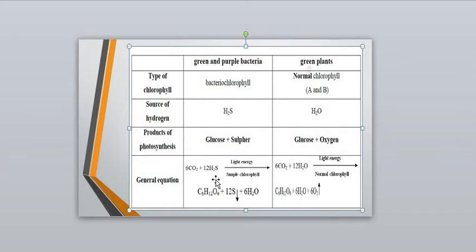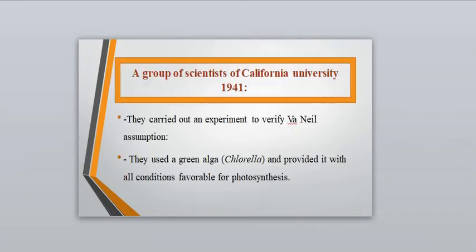Carbon dioxide and hydrogen sulfide give sulfur that precipitates, and the carbon dioxide is reduced by the hydrogen to get sugar. In green plants, the water produces oxygen which is released, and the carbon dioxide is reduced by hydrogen to produce sugar. So we know now from this experiment that the oxygen source is from water, not from hydrogen sulfide, as assumed by Van Niel on the green algae photosynthesis process.